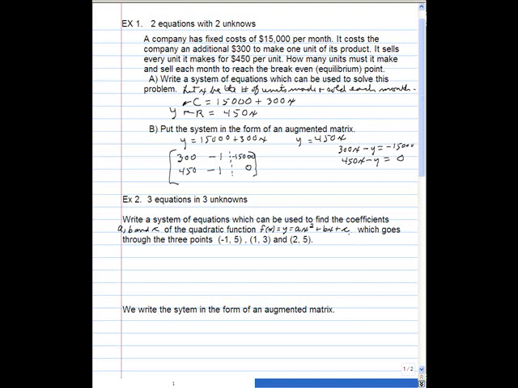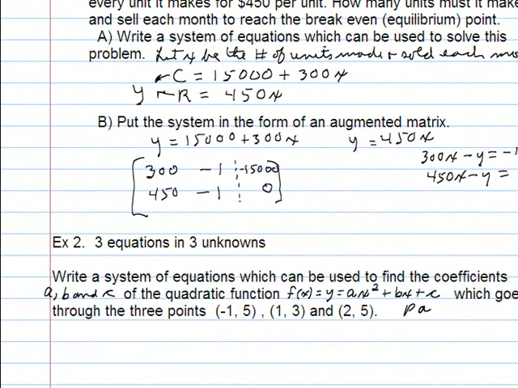Well, it wants us to find a, b, and c so that we get a quadratic function. Now recall that a quadratic function is another word for parabola. A parabola that goes through the 3 points, negative 1, 5, 1, 3, and 2, 5. And when we say that the parabola goes through the point, negative 1, 5, what we're really saying there is f of negative 1 is equal to 5, where negative 1 is your x and 5 is your y, just like in that point.